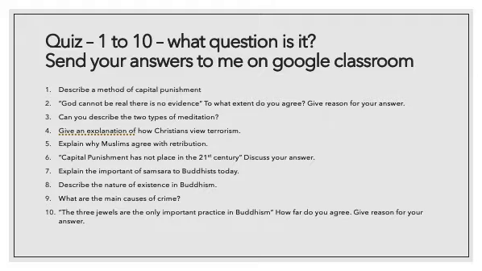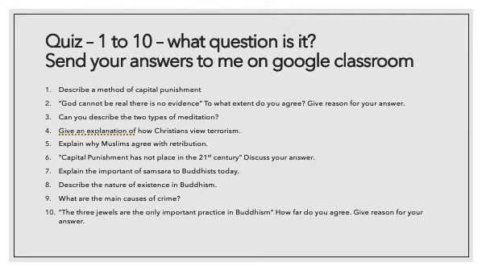So, 1. Describe a method of capital punishment. 2. God cannot be real. There is no evidence. To what extent do you agree? Give reason for your answer. 3. Can you describe the 2 types of meditation? 4. Give an explanation of how Christians view terrorism. 5. Explain why Muslims agree with retribution. 6. Capital punishment has no place in the 21st century.